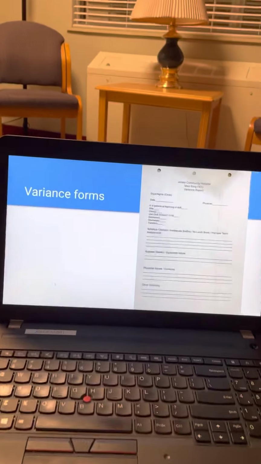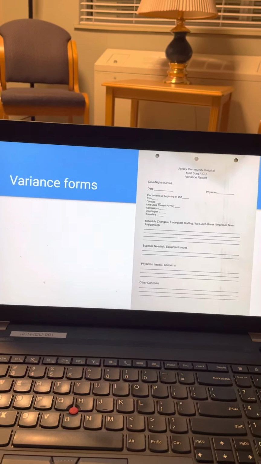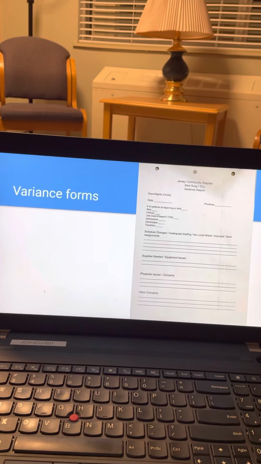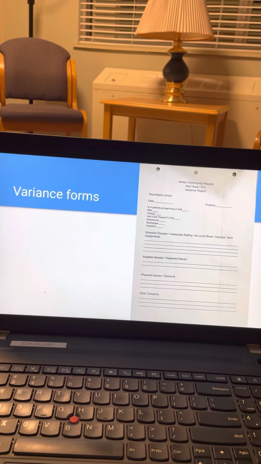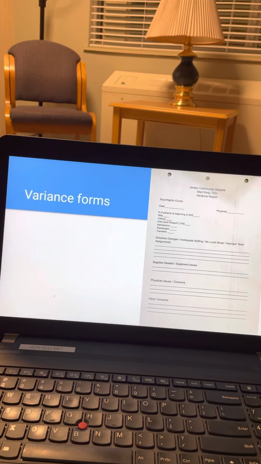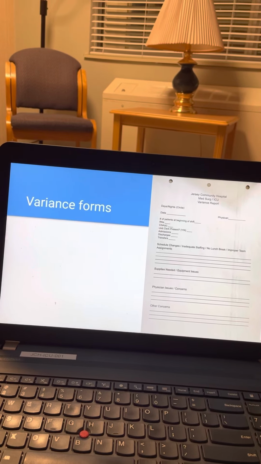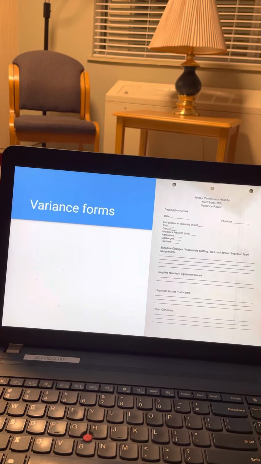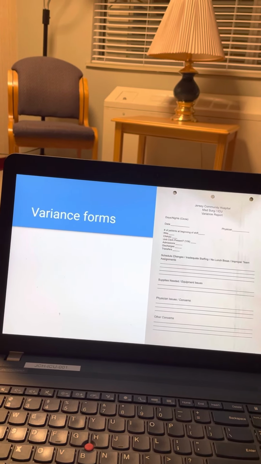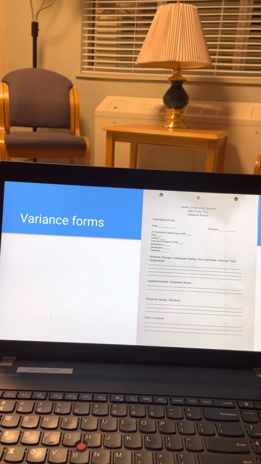Okay, so this variance report was the last of my handouts. Variance forms are new for my hospital and were created by the staffing committee. During my presentation, I explained the purpose and importance of these forms. These forms are a true way for the nurses to voice their concerns, and I explained that nurses cannot be punished for filing a complaint or concern against staffing.